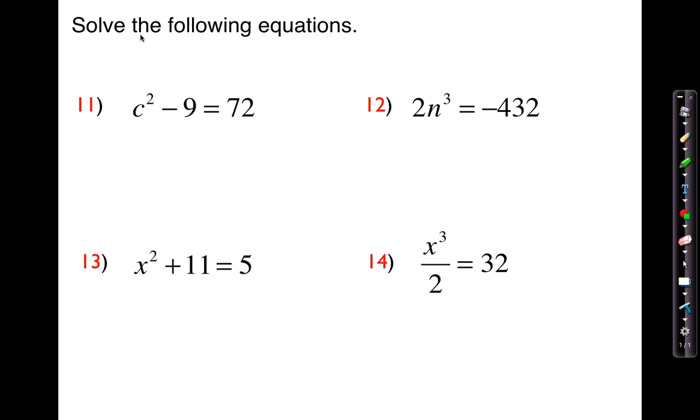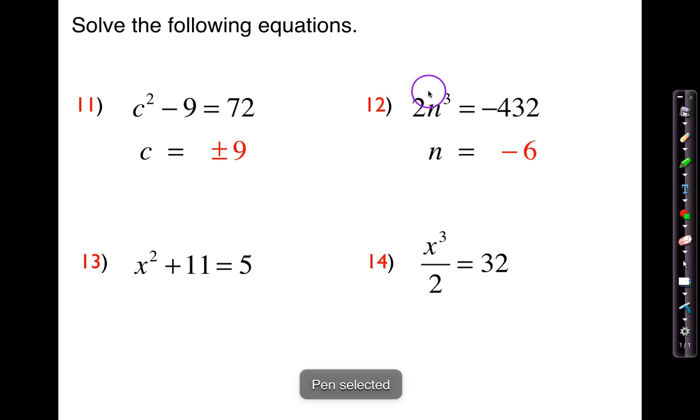Now at this point, what I'd like you to do is go ahead and pause the video and try the next few problems on your own. Okay, so let's see how well we did. Hopefully for number 11, you recognize it's squared, so hopefully you saw that the answer is actually plus or minus 9. Okay, number 12, the answer is just n equals negative 6.